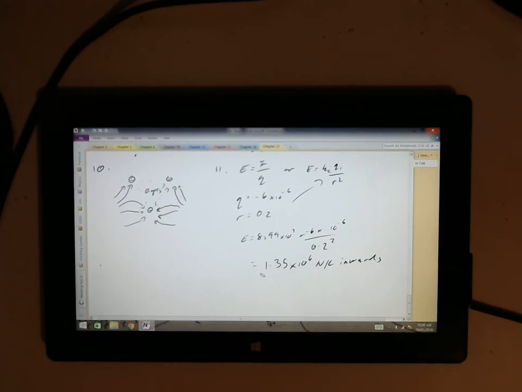Now questions 12, 13 onwards is talking about potential. We're not onto that yet, so we will finish the video there, and we will do more on this later after we cover the next section.